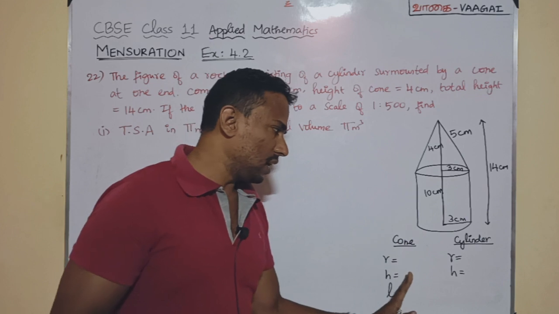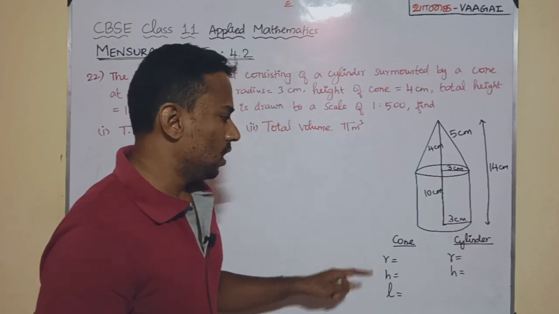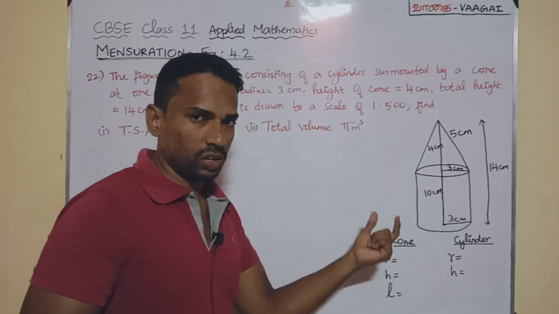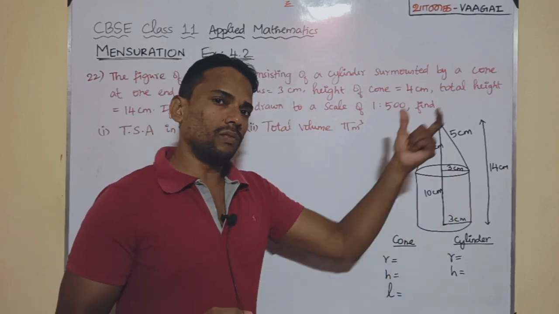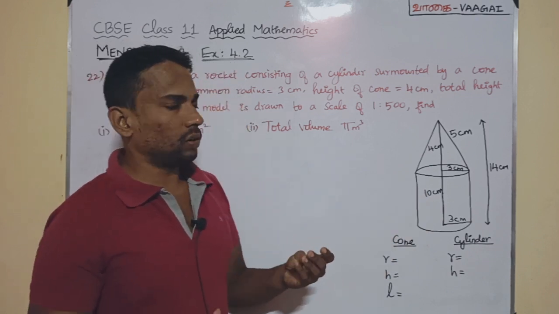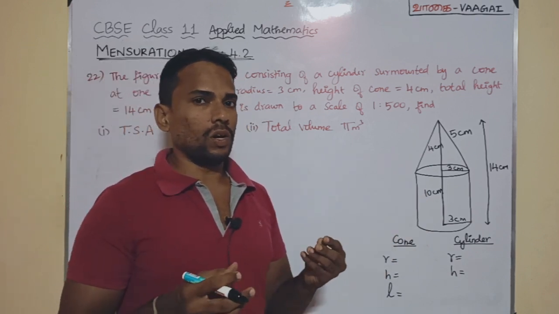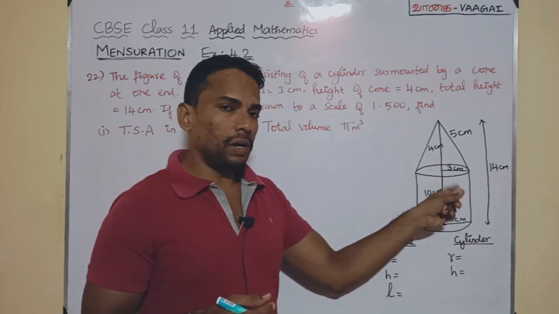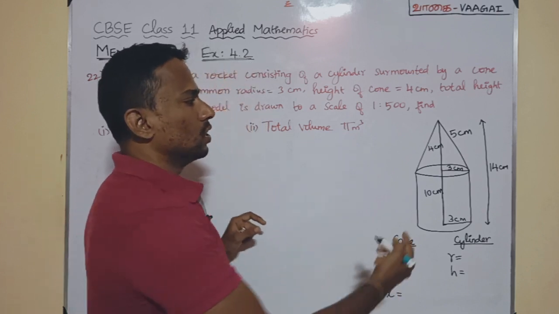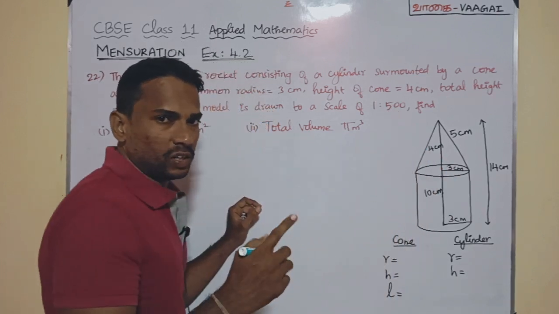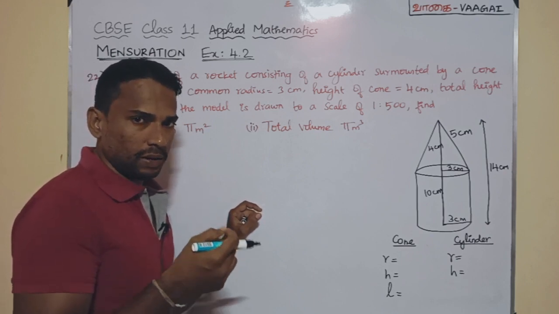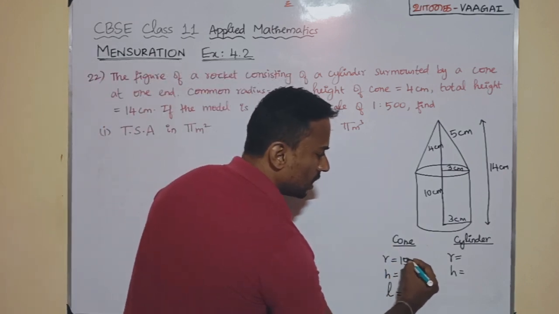Now with this we will try to find out the actual dimensions. Start with the cone. The radius is 3 centimeter. 3 centimeter means for this model it is 3 centimeter. Then for the actual one, what can we tell? It is going to be 3 centimeter multiplied by 500. Each of these dimensions we have to multiply with 500. So 3 centimeter into 500 will give you 1500 centimeter. Now 1500 centimeter means it's very clear that it's going to be 15 meters.